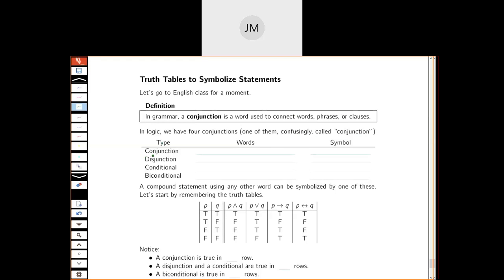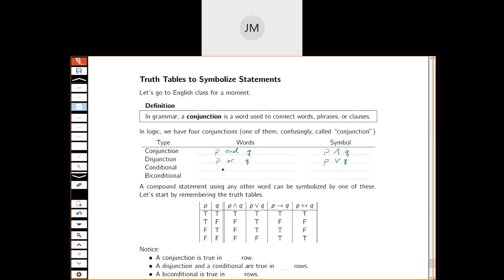When we talk about a conjunction, we're talking about the and statement. So we have things like P and Q, and our symbol is this arrow pointing up symbol. The disjunction is also a way to connect phrases or clauses. P or Q, and our symbol for that is the arrow pointing the other way. I think there's like a V.